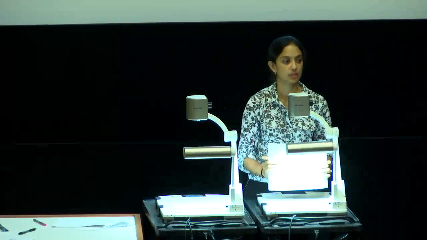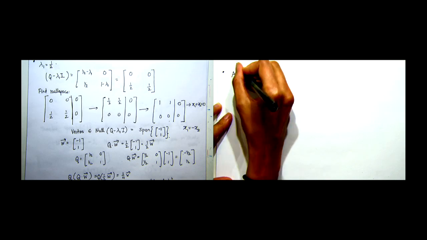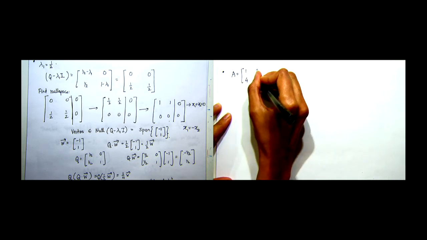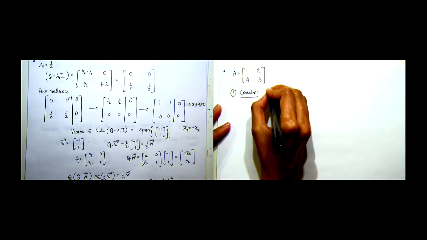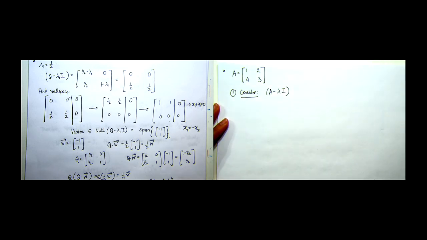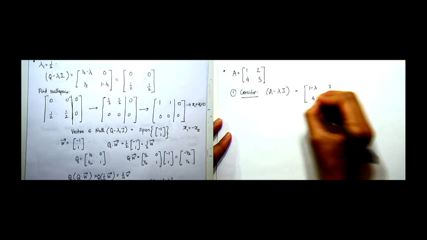Okay, so you're all asking great questions. I want to do another example so that we can answer some of these questions. Let's take A equal to 1, 2, 4, 3. Find the eigenvalues and the eigenspaces corresponding to this matrix. So what is the first step? Step one is to consider A minus lambda times I. What is this matrix equal to? This is equal to 1 minus lambda, 2, 4, 3 minus lambda.